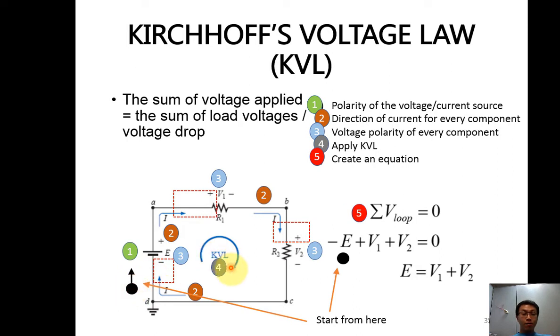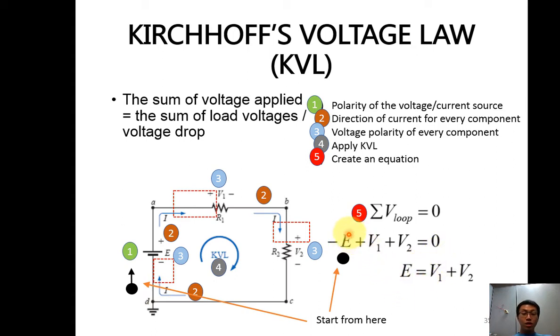When my direction goes and meets this negative first, I put negative E. Then I touch plus V1, so I put plus V1. Then I go again, I touch plus first, so V2. I put V2. Then I go back. There's no more component. So it will end here, which equals 0.